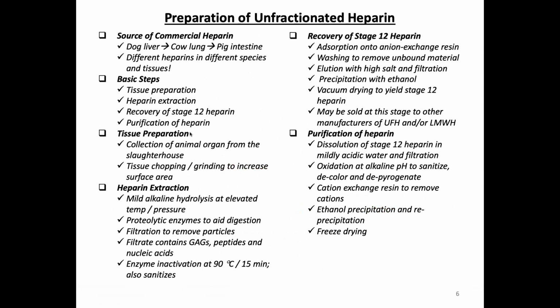Notice the organs for isolation of heparin are different. Dog is liver, cow is lung, and pig is intestine. Okay, so they are not the same organs. It turns out that heparins from these different organs are actually different. In fact, in our own body, if you take liver heparin and lung heparin, there are microscopic differences.